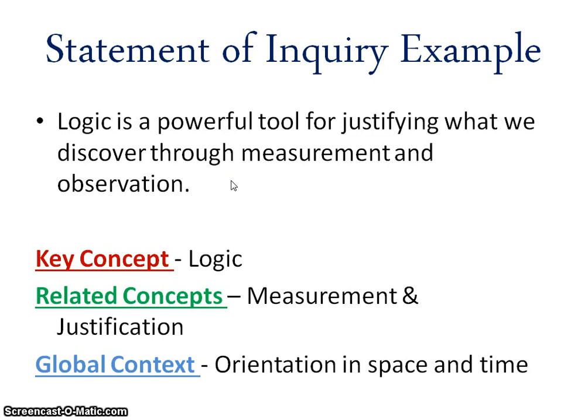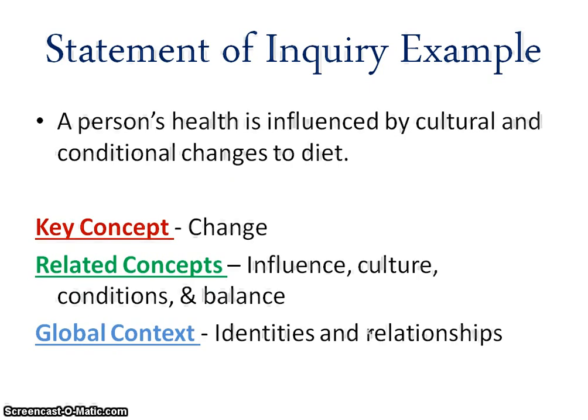Second example: a person's health is influenced by cultural and conditional changes to a diet. Key concept, change. So we're looking at changes to the diet. This one has 4 related concepts, so it's a little bit more. And then it's focusing on identities and relationships, similar to the health and social education of the areas of interaction.